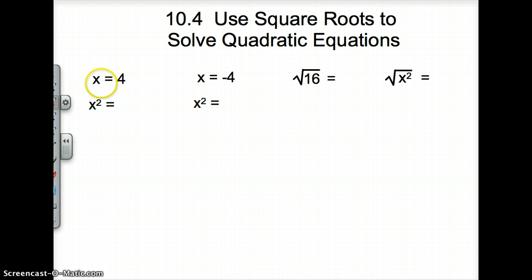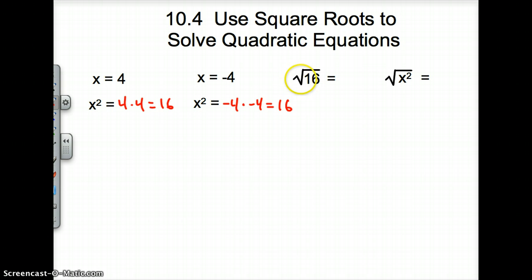First, we're going to start with x equals 4. And now when we have x squared, we have 4 times 4. Well, 4 times 4 is 16. Now, let x equal a negative 4. So x squared would be negative 4 times negative 4, still equaling 16.